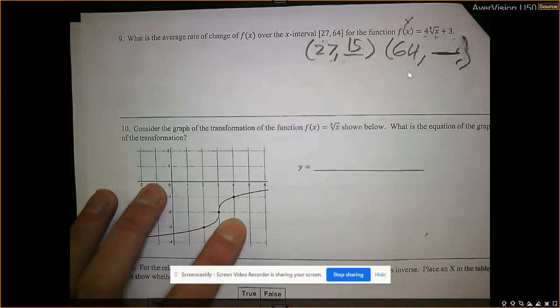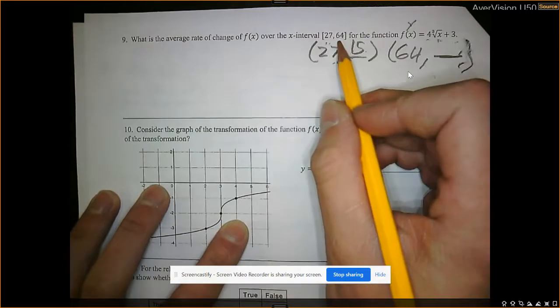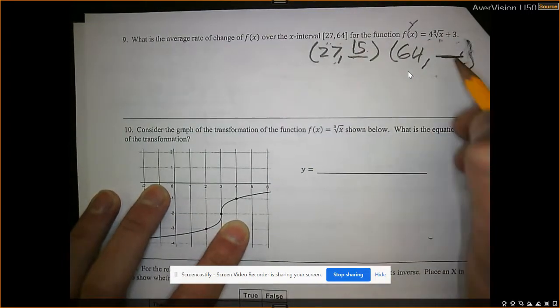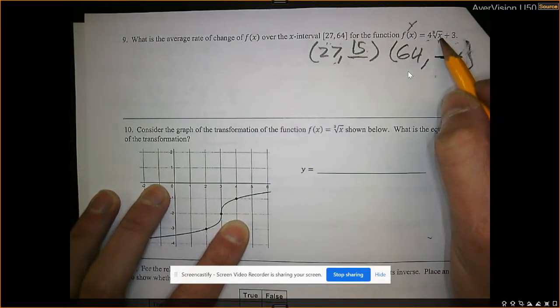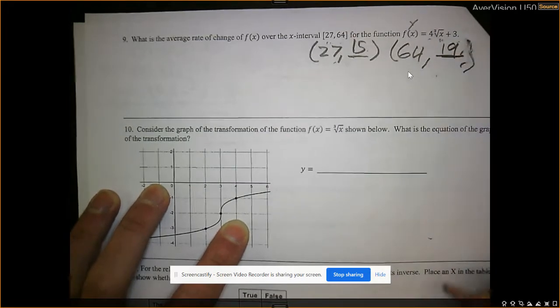If you just had me do that one for you, pause, do this one, and then you can check it with me. Okay, now I plug in 64 for my x. Cube root of 64 is 4. 4 times 4 is 16. 16 plus 3 is 19.